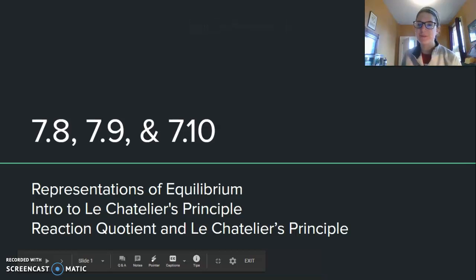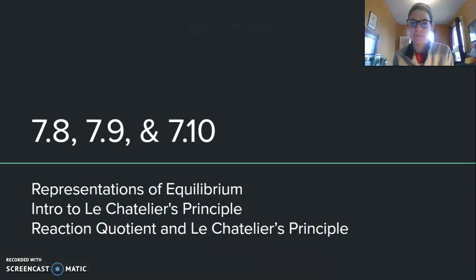Hey, if you can, we have some notes on sections 7.8 through 7.10. This kind of talks about equilibrium, comparing the reaction quotient Q to K to see if a system is at equilibrium and how a system will proceed in terms of the reaction.